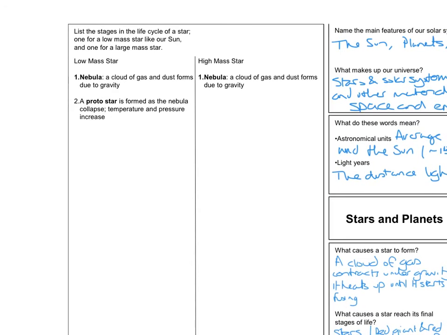So a cloud of gas and dust forms, and due to gravity it starts collapsing. Okay, a protostar is formed as the nebula collapses. The temperature and the pressure increases. Okay, 3, we get our main sequence. Okay, we get fusion of hydrogen. Okay, number 4, the star runs out of hydrogen.